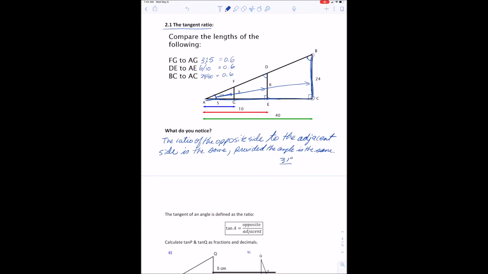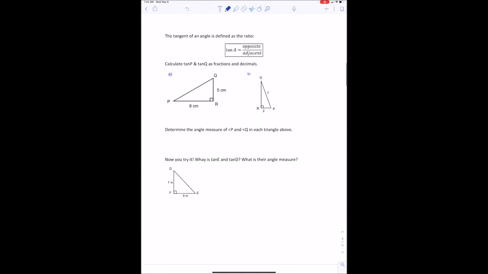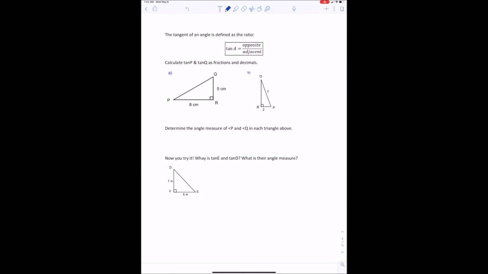So that ratio is what we call the tangent. And we write it like this. The tangent of an angle is defined as the ratio. So tan of A, where A is the angle, is the opposite side length divided by the adjacent side length.